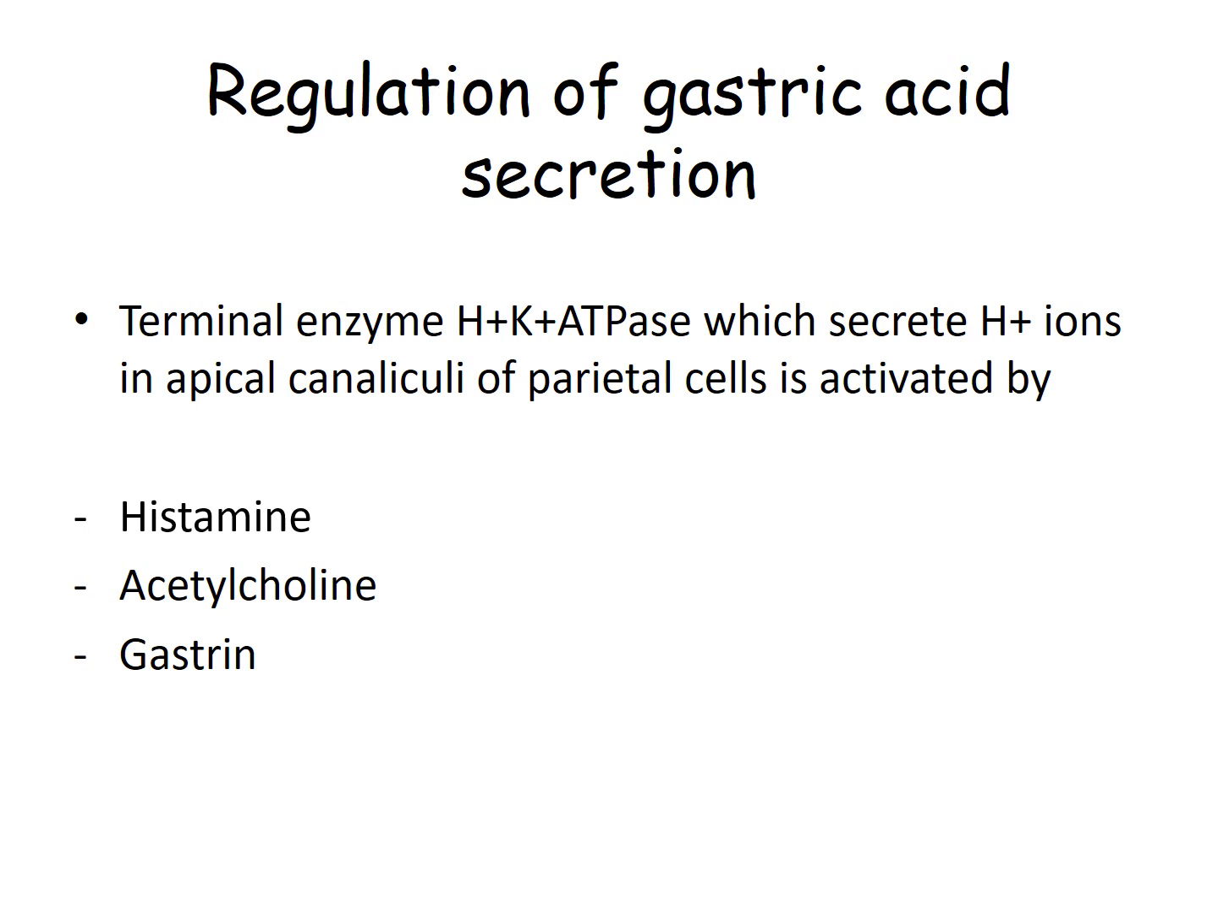Now we can see how the gastric secretion is formed, or the regulation of gastric acid secretion. So the final step for HCl production is release of H plus from the parietal cells. The terminal enzyme H plus K plus ATPase, which secretes H plus ion in the apical canaliculi of the parietal cell, is activated by three factors, mainly histamine, acetylcholine and gastrin. Out of the three, histamine is the most important one.